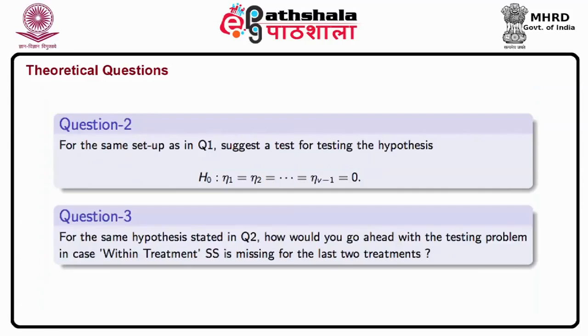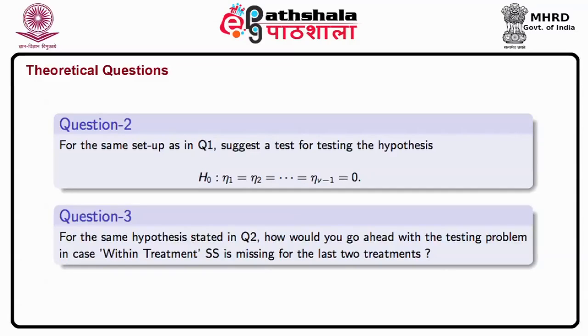Question number 2 says, for the same setup as in question 1, suggest a test for testing the problem eta 1 equal to eta 2 equal to eta v minus 1 equal to 0. So given the model in terms of tau 1, tau 2, tau v, I form my estimation problem in terms of eta 1, eta 2, eta v minus 1 defined above. How can I test the hypothesis that eta 1 equal to eta 2 equal to eta v minus 1 equal to 0? So I have to develop a test in terms of eta.